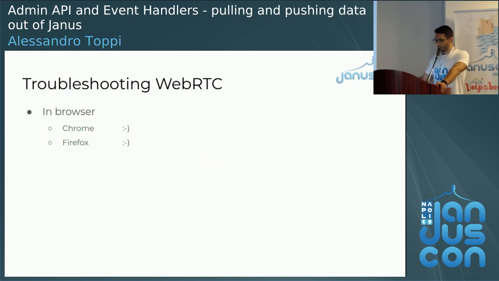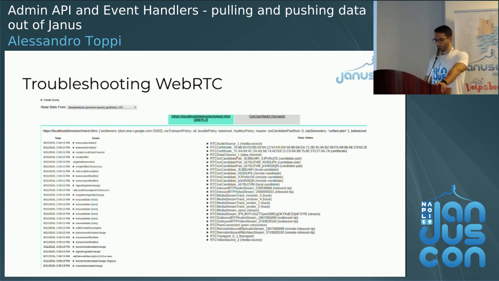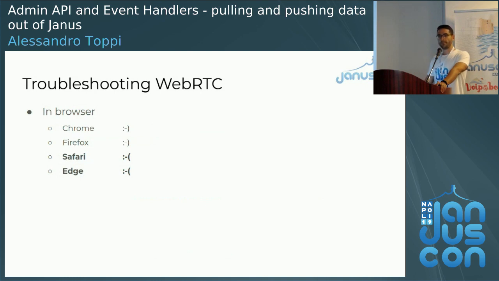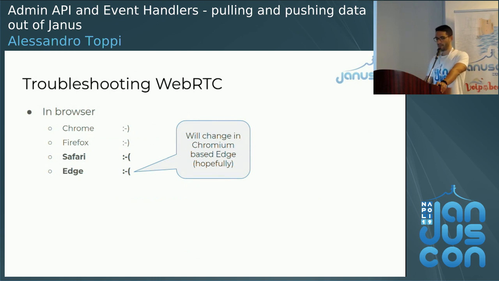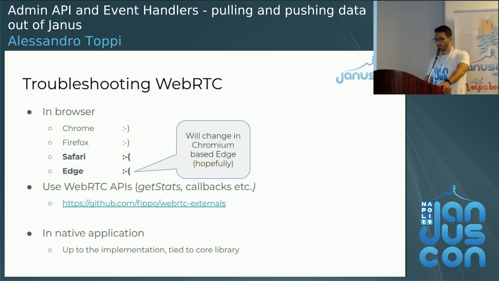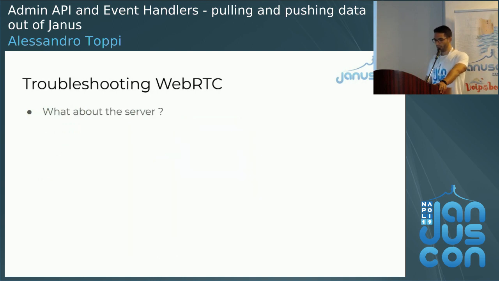It is well known that in browsers like Chrome and Firefox we have some tools out of the box, like the internals of the WebRTC panel in Firefox. Unfortunately, we don't have the same luck in Safari and Edge. Hopefully, Chromium-based Edge will change this. Anyway, you can still rely on the well-known WebRTC API like getStats to create some custom tooling for troubleshooting, like, for example, Philipp Hancke made with WebRTC externals. Meanwhile, for native applications, this is up to the implementation and often tied to the core library you're using for WebRTC.